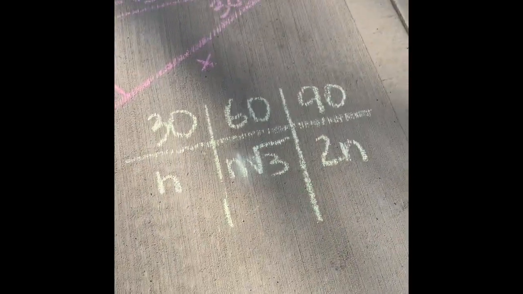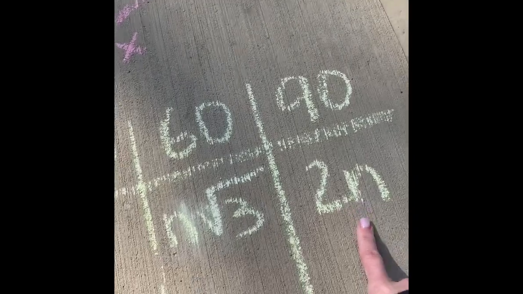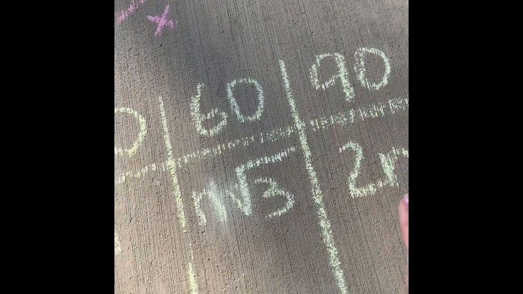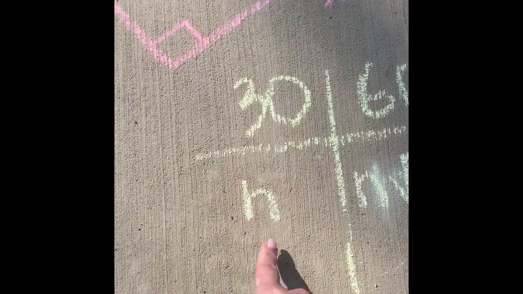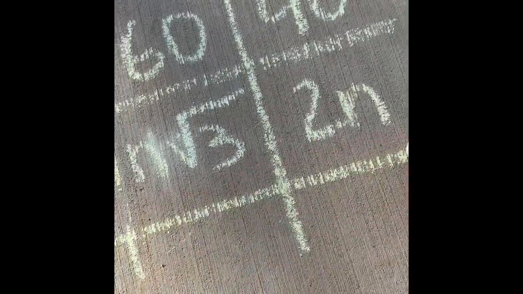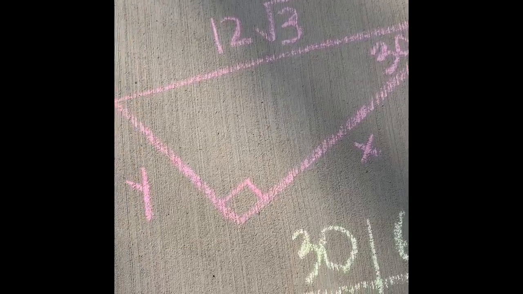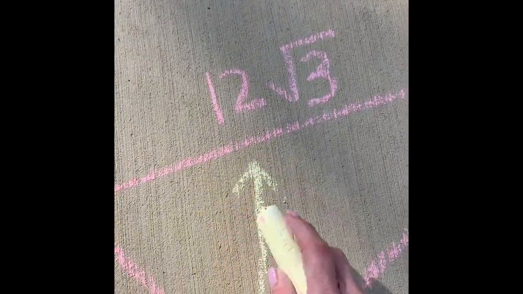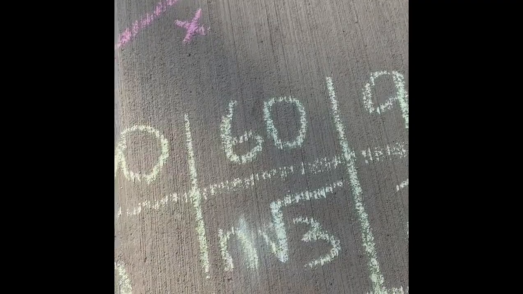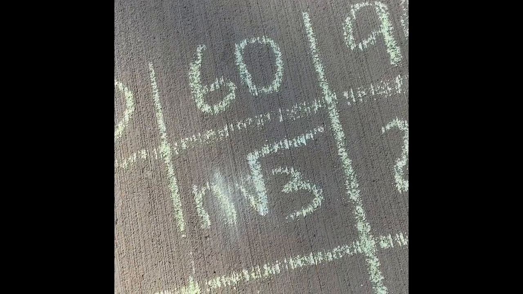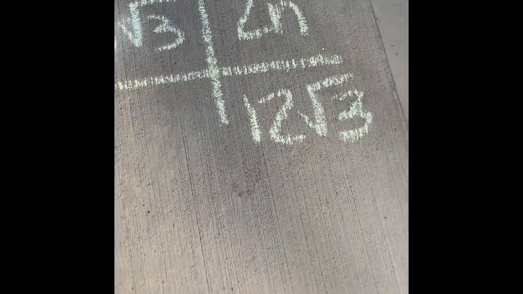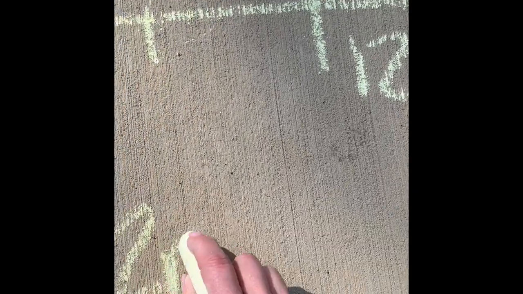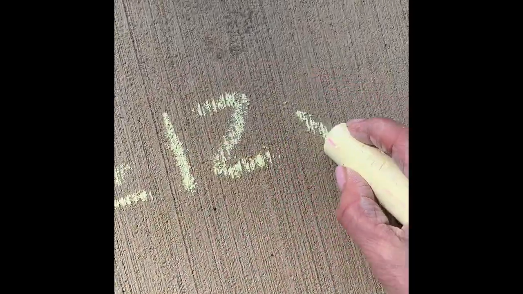After a while, you'll memorize that, but it's easy to remember because 2n is our biggest side, the longest side, across from the 90. Across from the 60 will be the medium side, and across from the 30 will be our smallest side. Okay, so what were we given? The side across from the 90. So that's 12 square root of 3. This is a tricky one because what it's saying is that 2n equals 12 times the square root of 3.